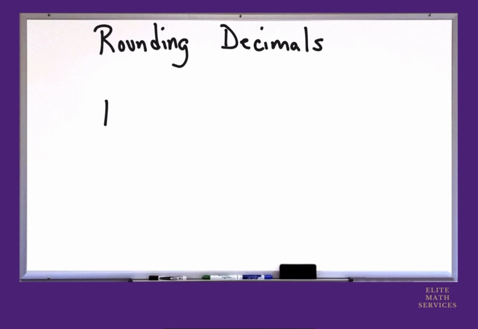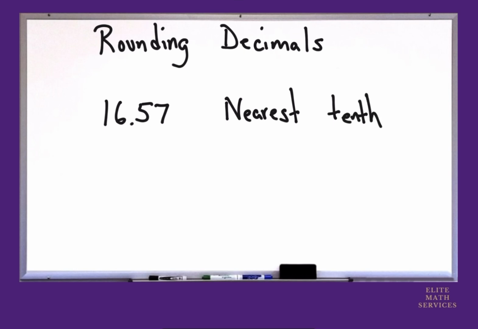The first example we're going to start off with is going to be 16.57. This also can be said 16 and 57 hundredths. Now, our first rule to rounding is going to be to underline the place value. So here we are asked to round to the nearest tenth. So we underline that number in the tenths place, which is our 5.